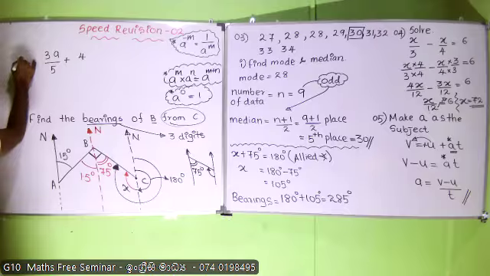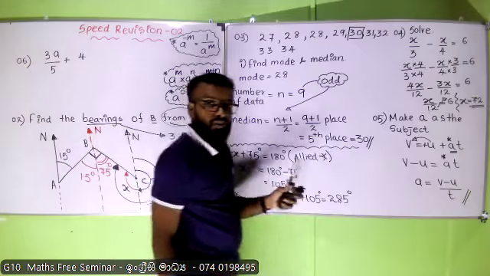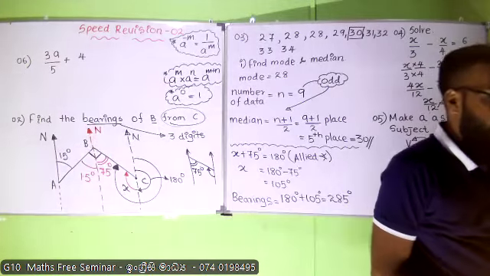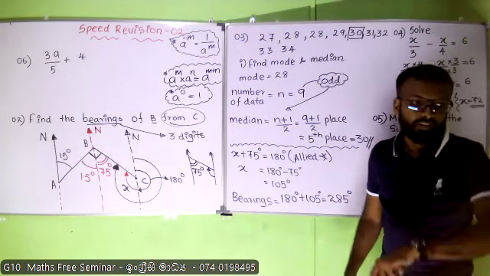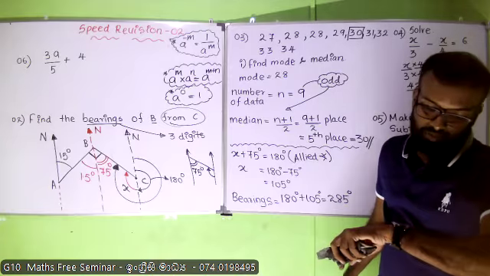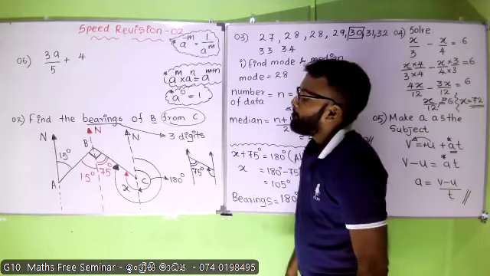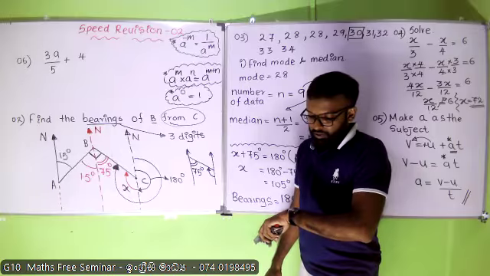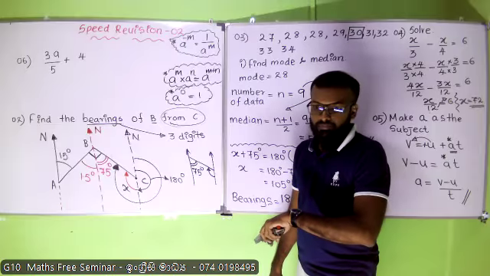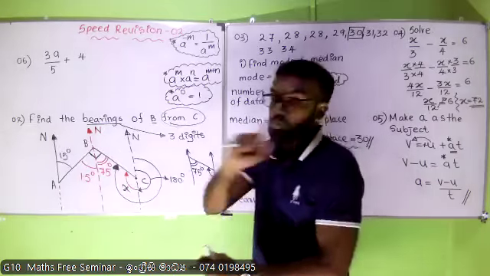Simplify 3a divided by 5 plus 4. Close your eyes and do it. I will give you 15 seconds to complete. Another 5 seconds remaining. Done. Look at the board.